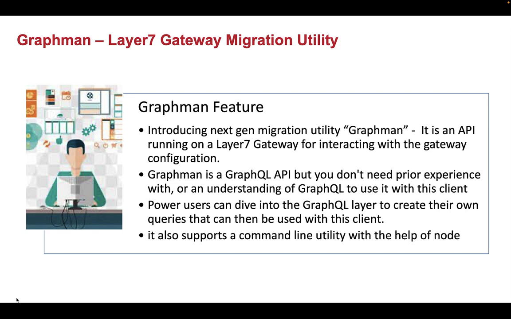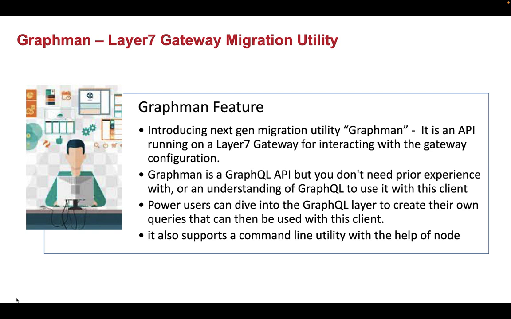Graphman is a next-gen migration utility introduced by the Layer7 engineering team. This API lets you retrieve full or partial gateway configuration from a Layer7 gateway with Graphman running on it, bundle configuration for the purpose of applying configuration as code, and apply configuration to the gateway. This client abstracts out the GraphQL API layer by providing commands to perform the common Graphman operations.